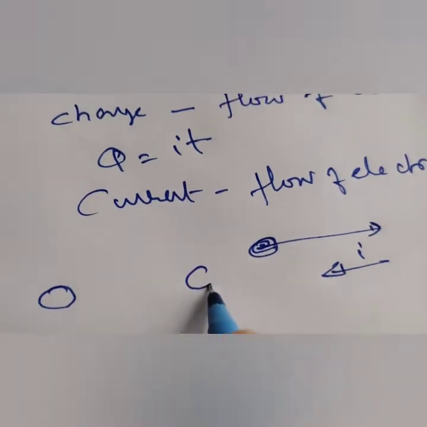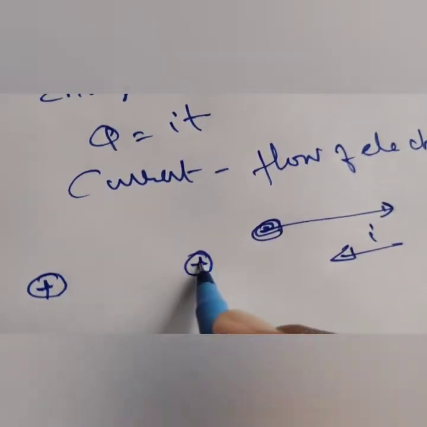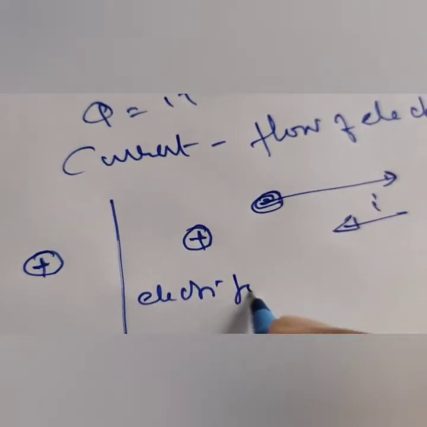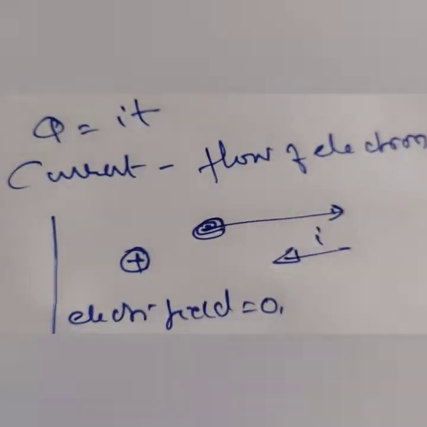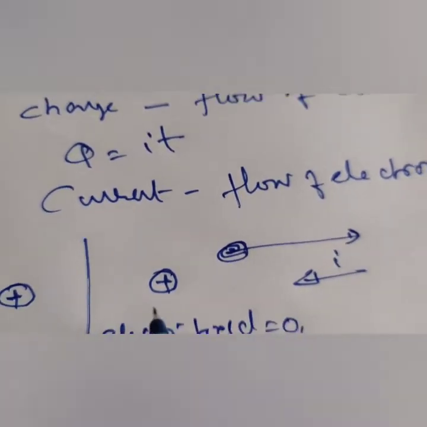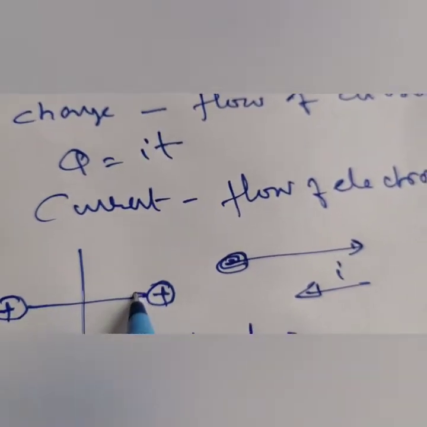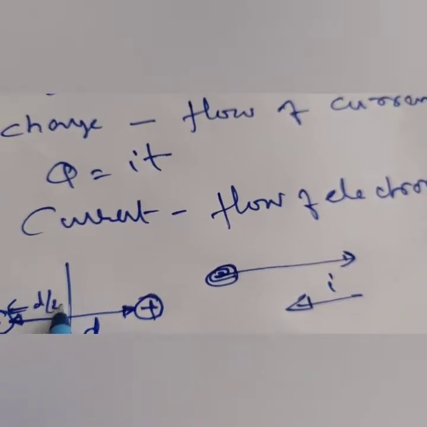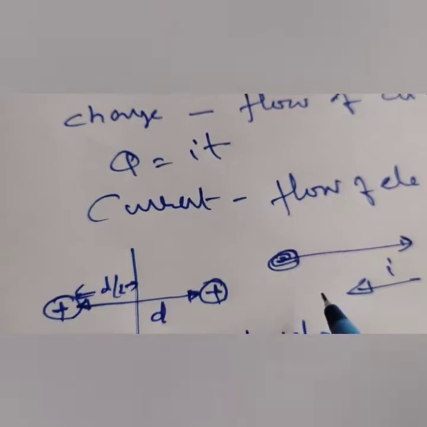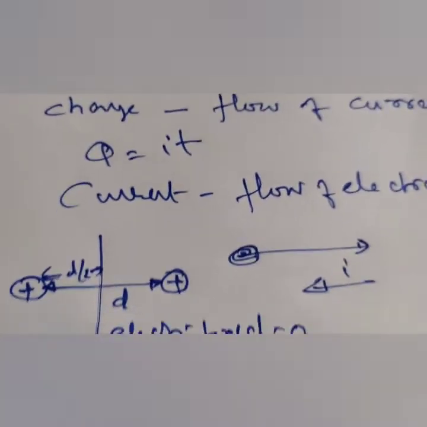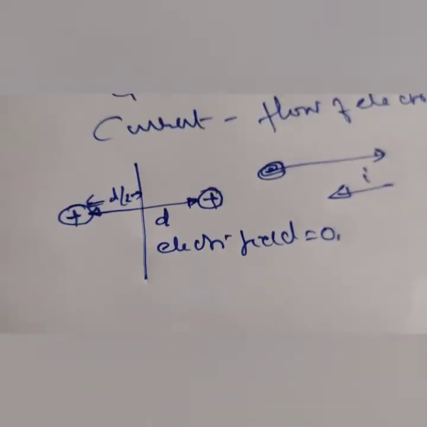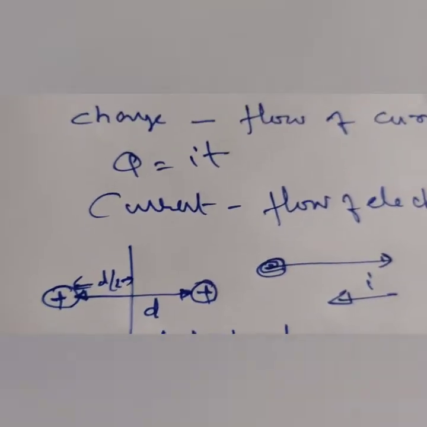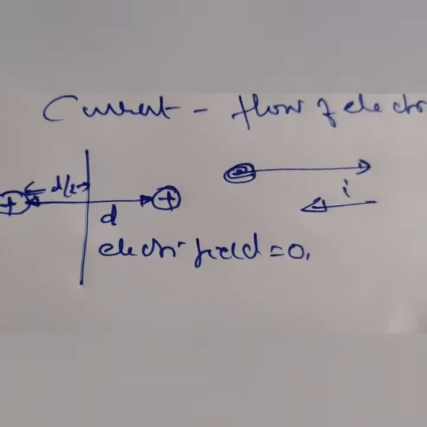We place two charges. With a positive charge at the center, the electric field is 0 at the center. If the separation is D, this is D by 2. At the center, this is 0.